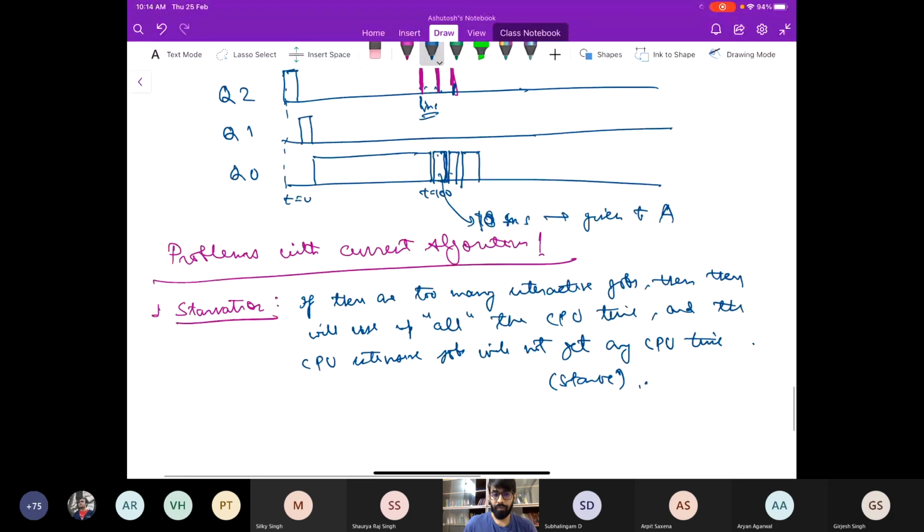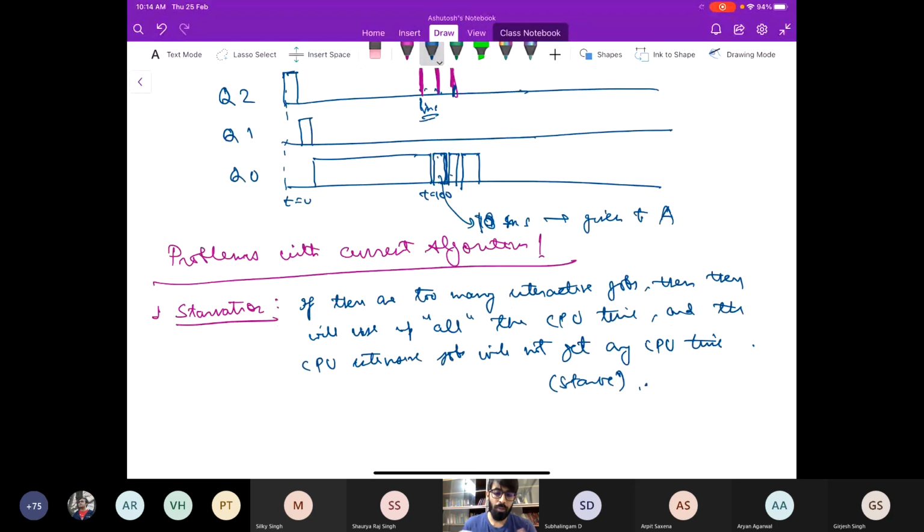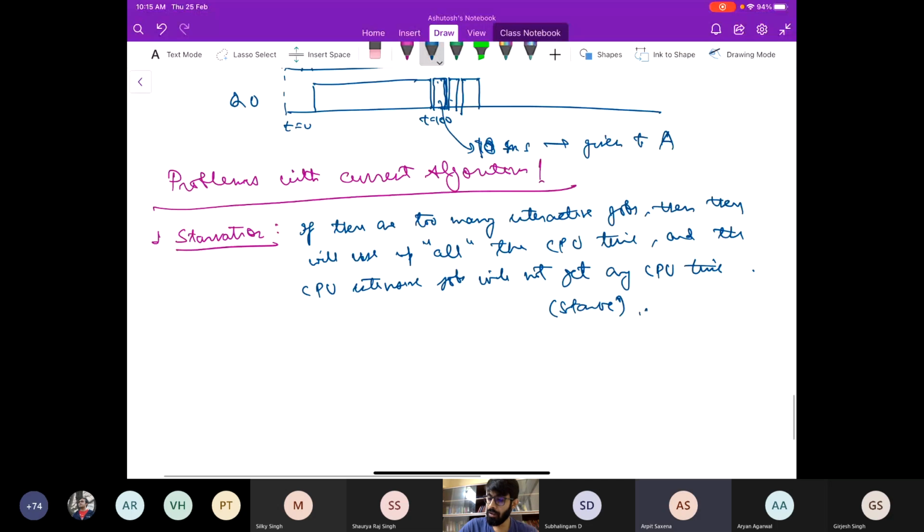Another problem is, can you think of a way that even though you are not a very interactive job, you can still remain at high priority with the current set of rules if you want to game the system, let's say? You can just run your own timer and release the CPU before the time slice finishes. Exactly. So the second problem is gaming the scheduler.